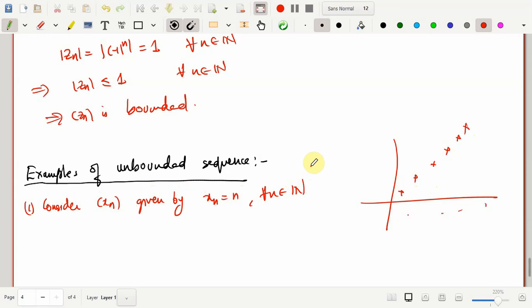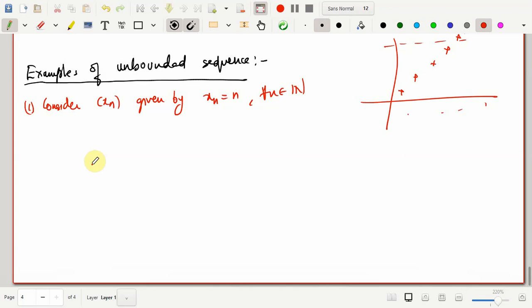So for this kind of sequence, is it possible to produce a bound for them, or is it possible to produce a positive C such that all terms of xn lie in the band minus C to C? That is definitely not true, because if that was true, then this would directly imply that the set of natural numbers is bounded above, because all natural numbers would lie in the interval minus C to C, which is not possible for the set of natural numbers. That's a contradiction.